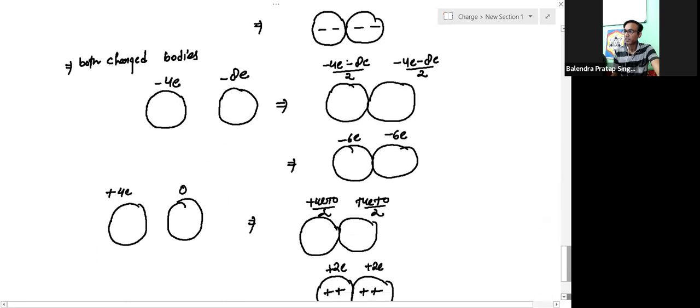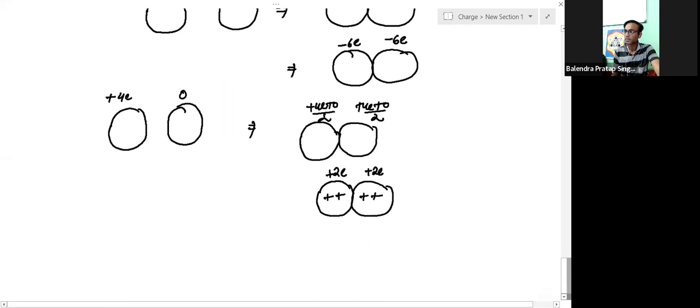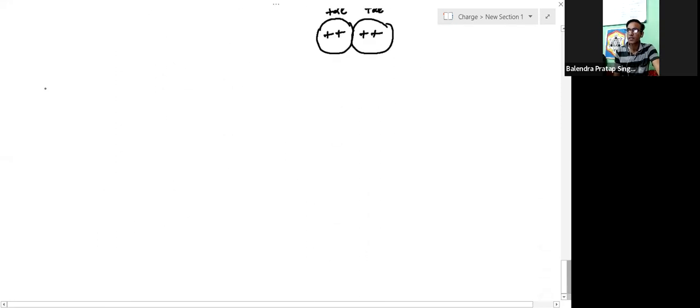Charging by induction. Okay, so next is charging by induction.